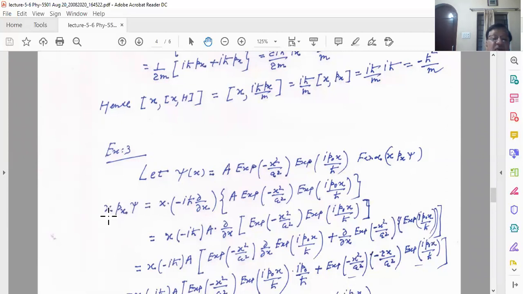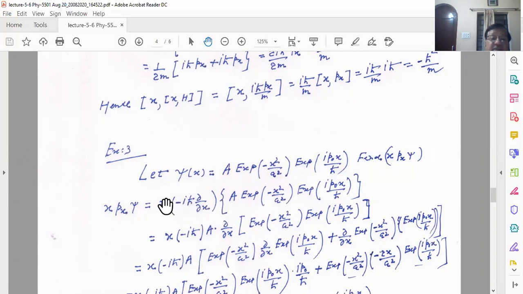So I'm keeping the value of x as it is. Now you have a p_x. p_x is minus i h cross del by del x, one dimension. I'm keeping this. And psi, your eigenfunction, I'm keeping the eigenfunction A exponential of minus x square over a square, exponential of i p0 x over h cross. So this I'm keeping. I think this you understand.